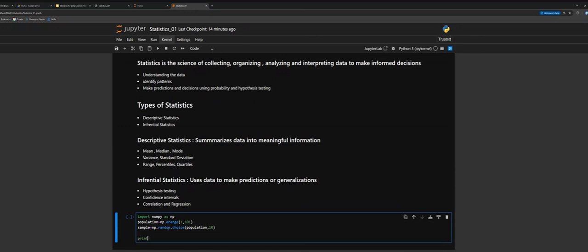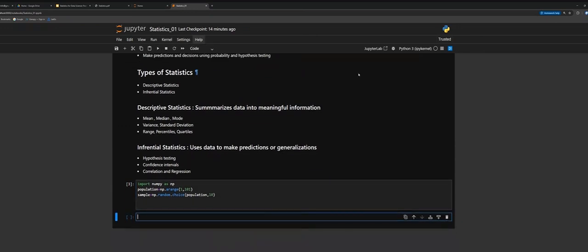Now I'll use the print statement. First I'll run this to check if I'm getting any error. Okay, no error. So I'll print the population mean, so I'll put a comma. What is my population mean? I'll say numpy dot mean. Mean is your average, so the average of what? Population.